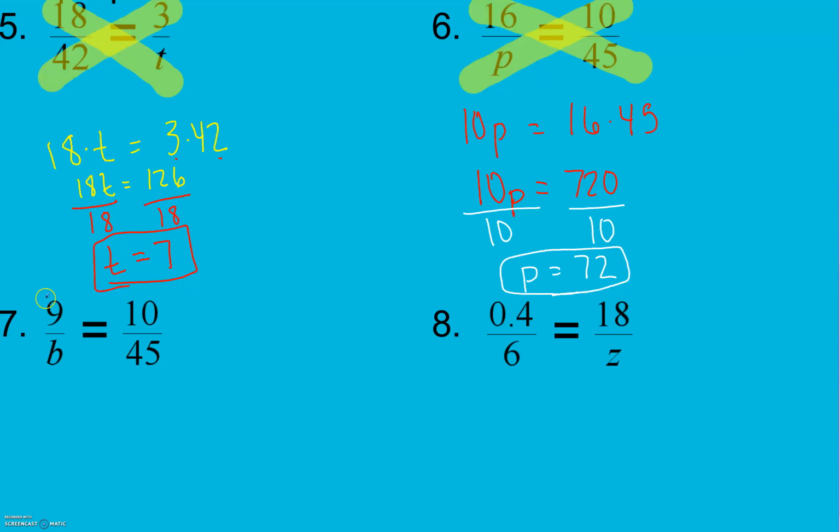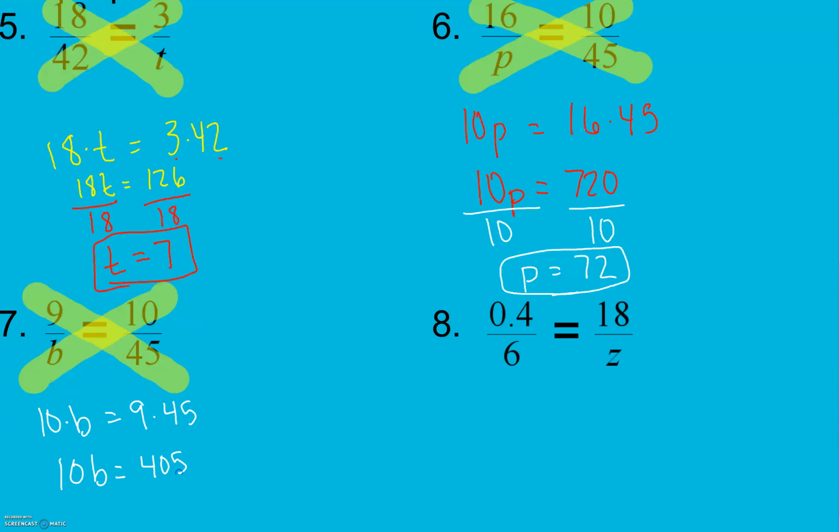Same idea here for 7. We're going to use our cross products. So 10 times b equals 9 times 45. 10b equals 405. We get rid of multiplication by dividing. Remember, we always move away from our variable. And b is going to be 40.5. And it's okay to have decimals.